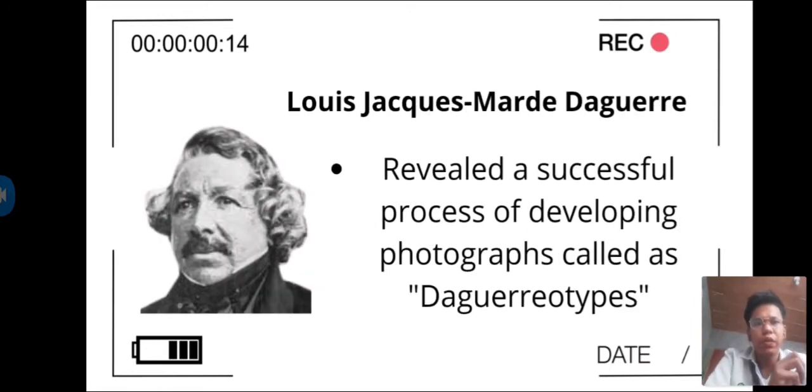Next one is Louis Jacques Mandé Daguerre. He revealed a successful process of developing photographs called daguerreotypes. Ano nga ba itong daguerreotypes na to? Itong daguerreotypes na to, it is creating a highly detailed image, okay, with the use of direct positive process, okay. And in here, ginagawa to in a very careful way, okay. It requires a great care when doing a daguerreotype.